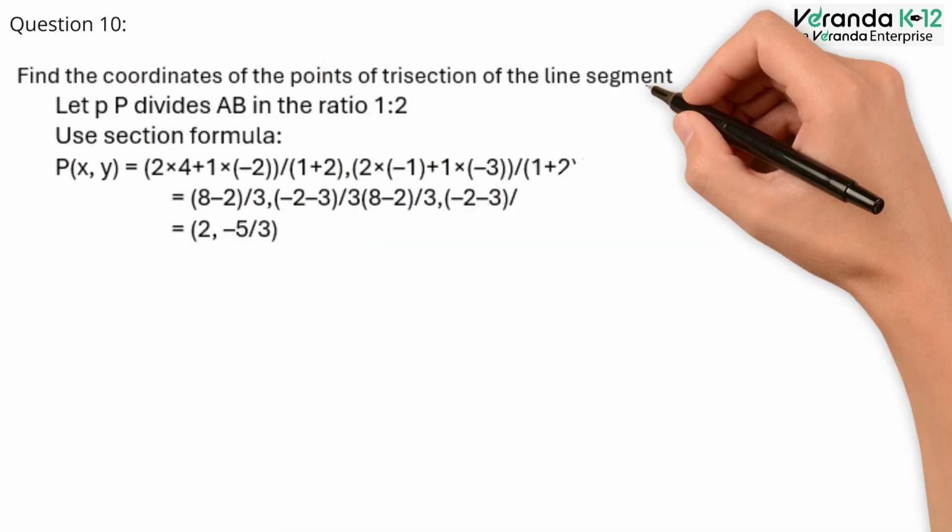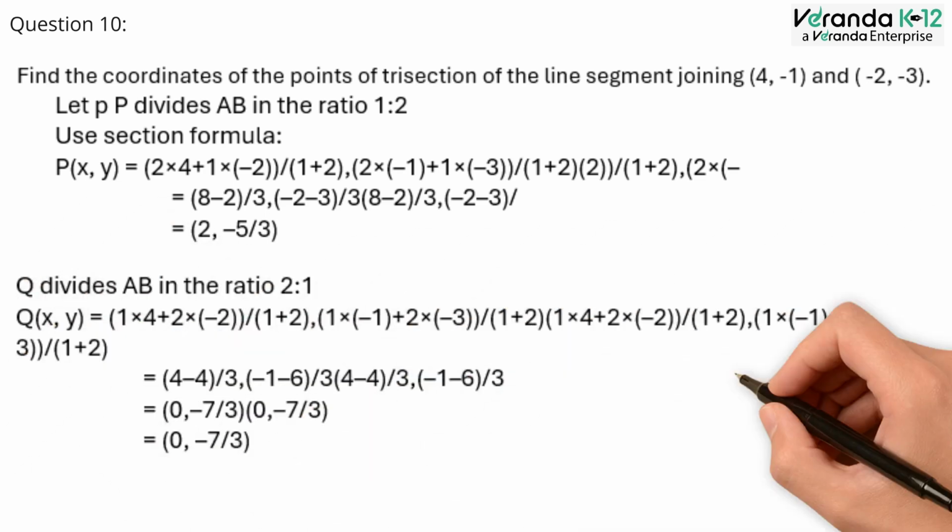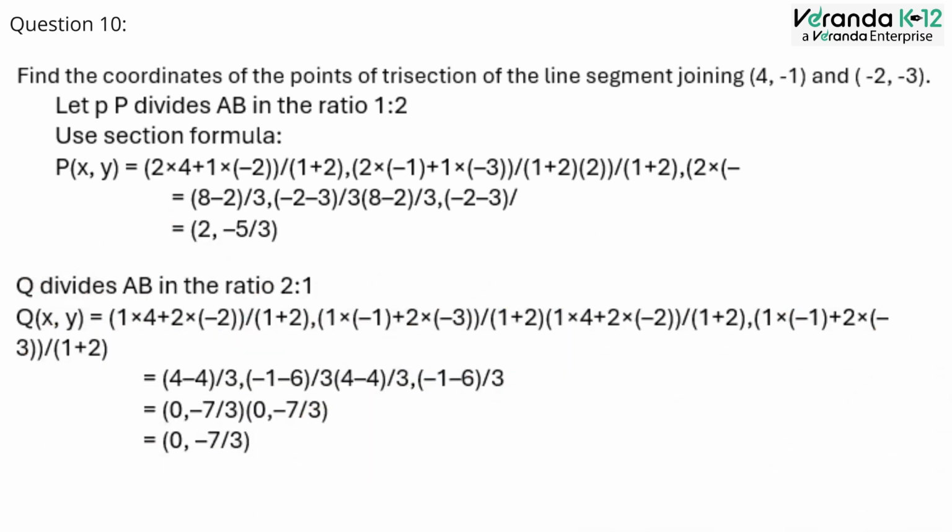So the next question is, find the coordinates of the points of trisection of the line segment joining (4, -1) and (-2, -3). So here it is given that the point of trisection. So let us keep P divides AB in the ratio 1:2 and Q divides the line segment in the ratio 2:1. So let us find out the coordinates of P.